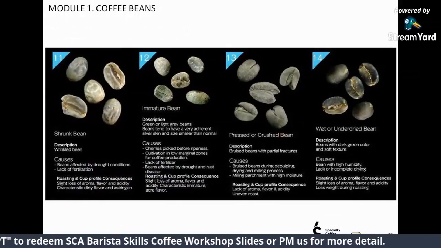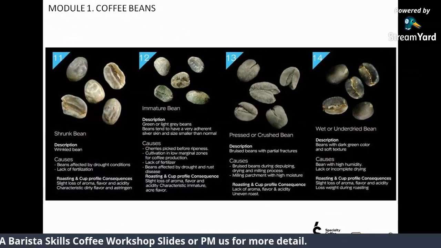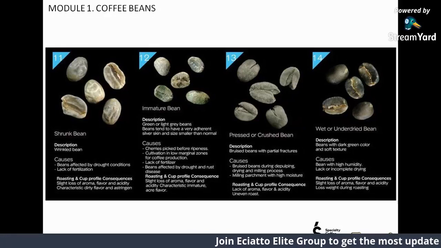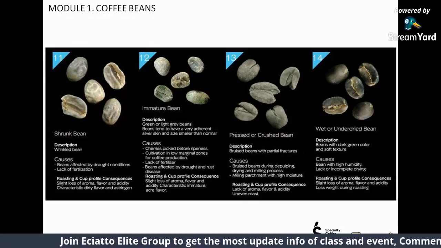So no matter where you buy green coffee, based on these 14 charts you can sort it yourself, to sort out what defects you face on the green coffee.